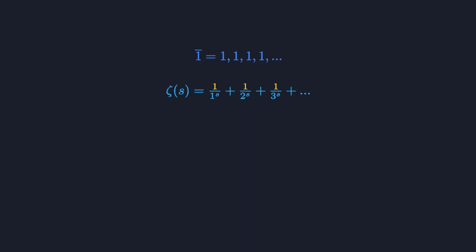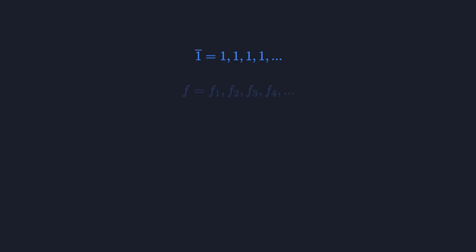The series with all 1s is known as the Riemann zeta function, and it's one of the central objects in number theory. It holds secrets about the distribution of prime numbers. So this humble sequence of 1s is actually a big deal. I will call it 1 bar.